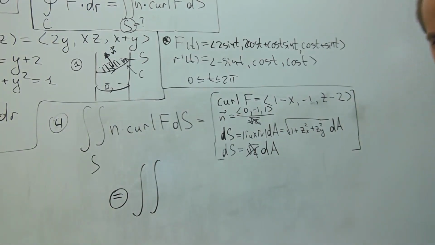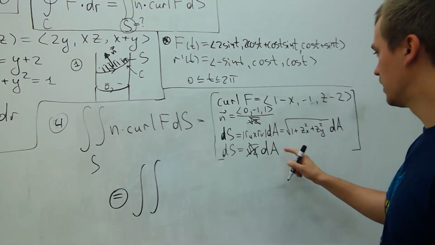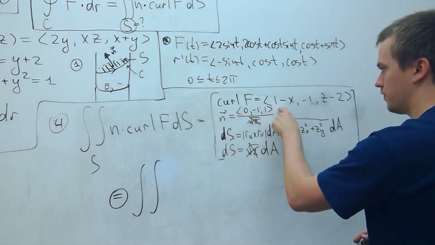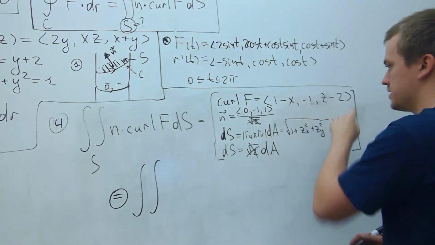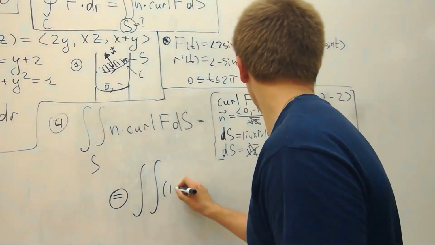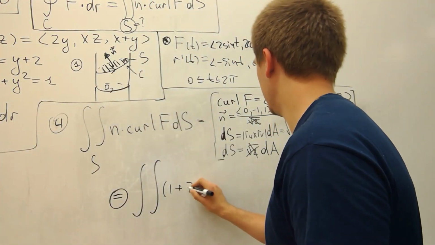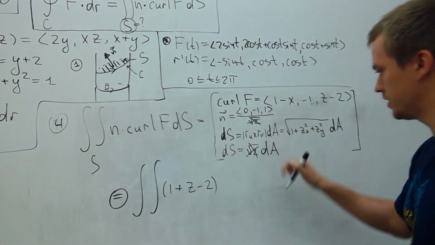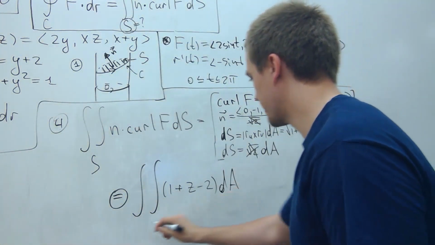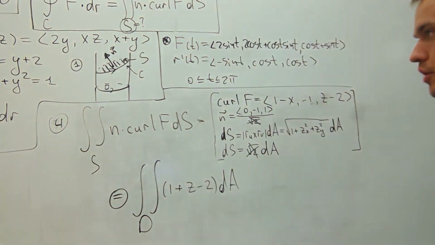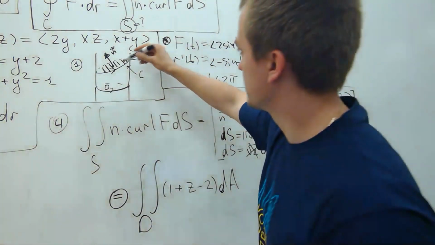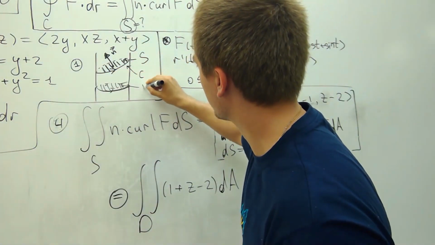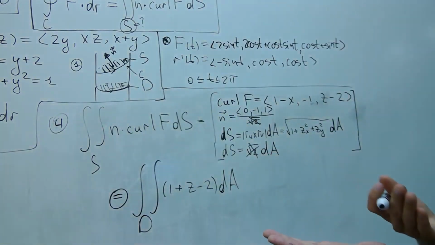And the next thing, when I find the dot product of curl and n, x is not surviving, so surviving only y and z. So that's why we'll have positive 1 plus z minus 2. And this whole thing is going to be just dA. And right now I have an integral over D. So what I did over here, by taking the surface area, I dropped it to the double integral over this region D in the xy plane.